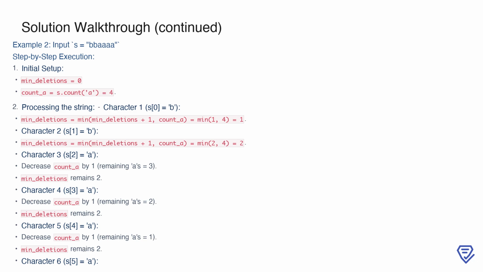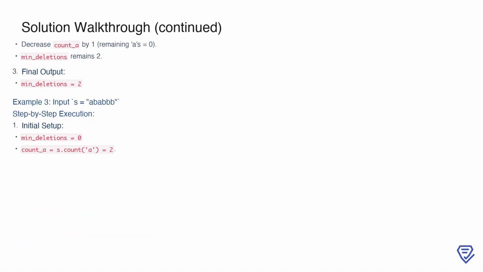each a. Importantly, since the a's do not disrupt the balance after the earlier b's, the value of min_deletions remains fixed at 2 for all the a's processed. For example, when we process the third and fourth characters, both a, count_a decreases to 3 and then 2, but min_deletions stays at 2. The process continues with the last two characters of the string, both a.